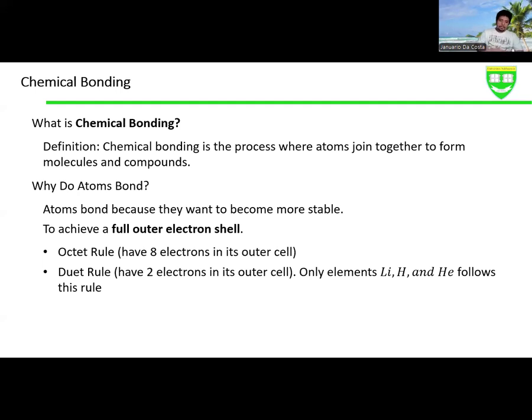All right, so the question becomes, why do atoms bond? Right, so the straightforward answer is: atoms bond because they want to become more stable. Okay, so what do we mean by a stable atom? When we say a stable atom, we mean that the atom wants to achieve a full outer electron shell. Like I said last week, everything in nature wants to be balanced or wants to be stable.